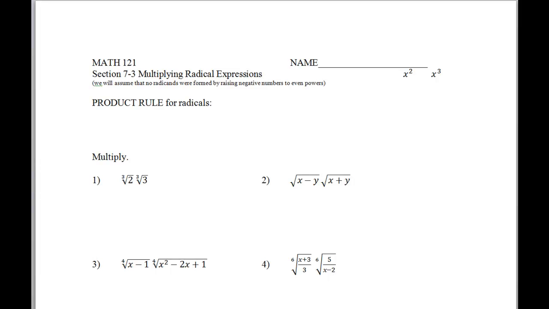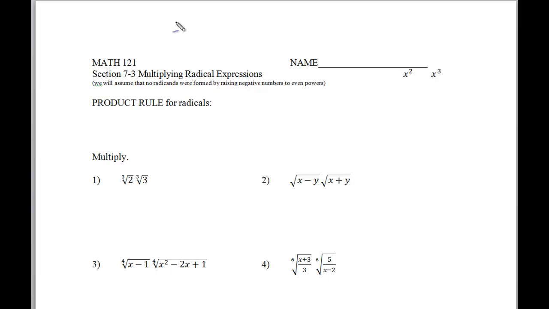And at the start, we'll get our disclaimer out of the way. We will assume that no radicands are formed by raising negative numbers to even powers, so we don't have to deal with plus or minuses or absolute values when taking the square roots of numbers. Like the square root of 9 is 3, not plus or minus 3.